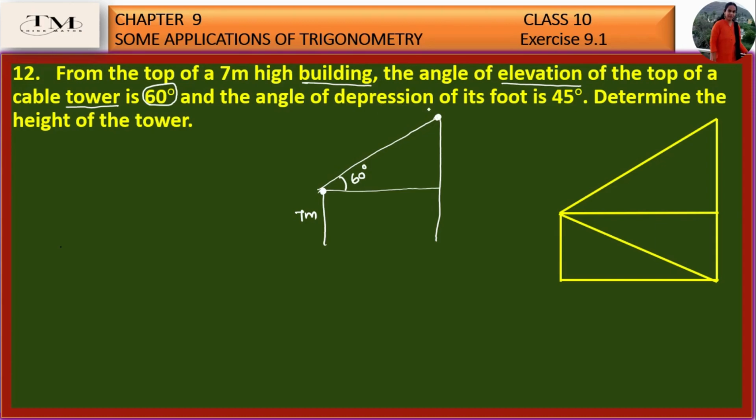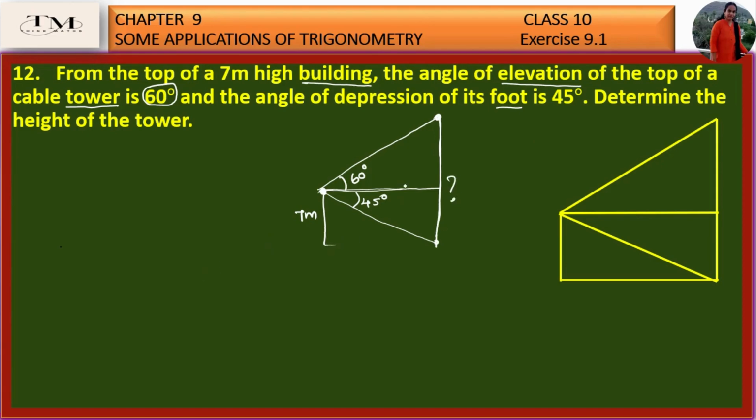Next, angle of depression of its foot. What is given? This is also from top of a building. So from top of a building to its foot of the tower. Angle of depression. So what happens? This is the angle of depression. So this horizontal line will be there. So the horizontal line is above the angle of depression. So if it is angle of elevation, the horizontal line will be below. If it is angle of depression, the horizontal line will be above. So this angle is given as 45 degree. Now we have to find out the height of the tower. So this length we have to find out.